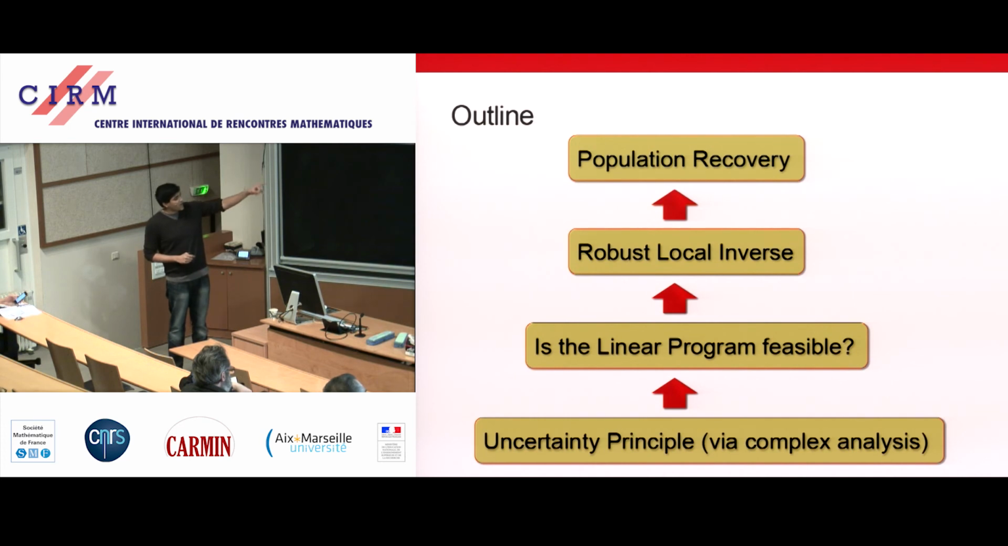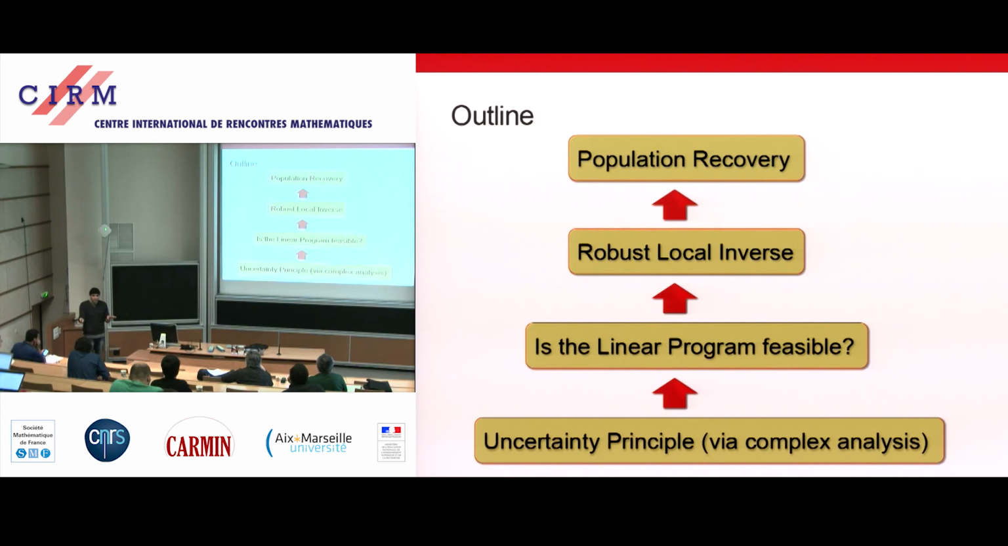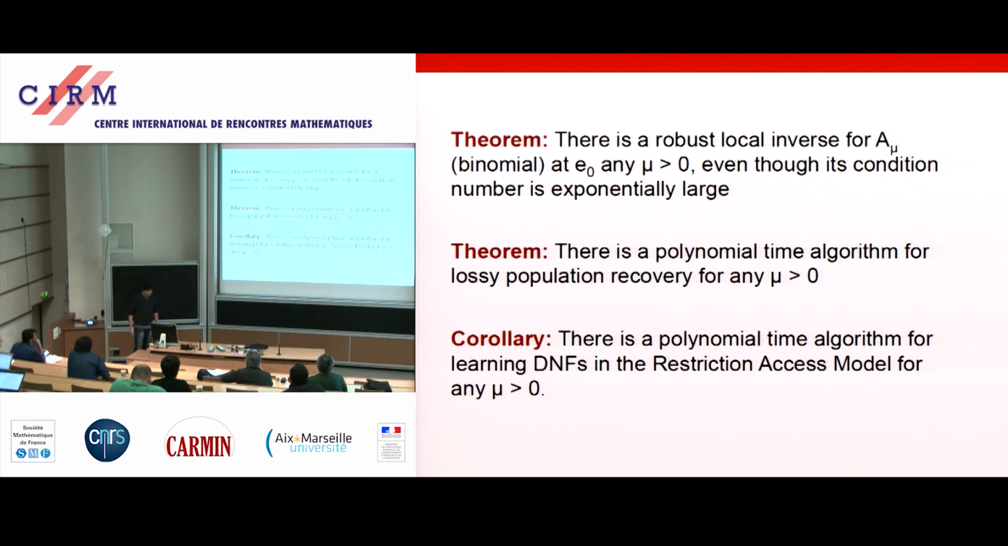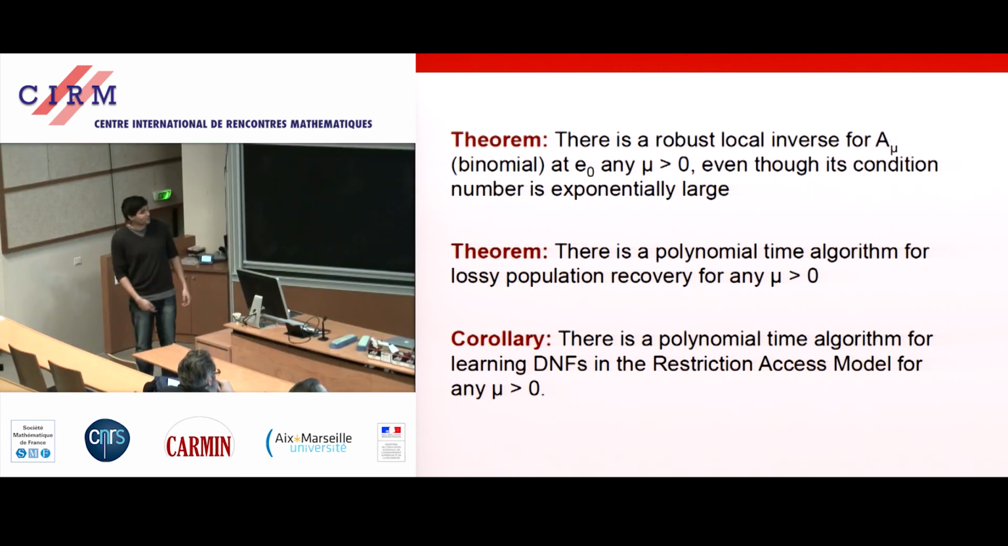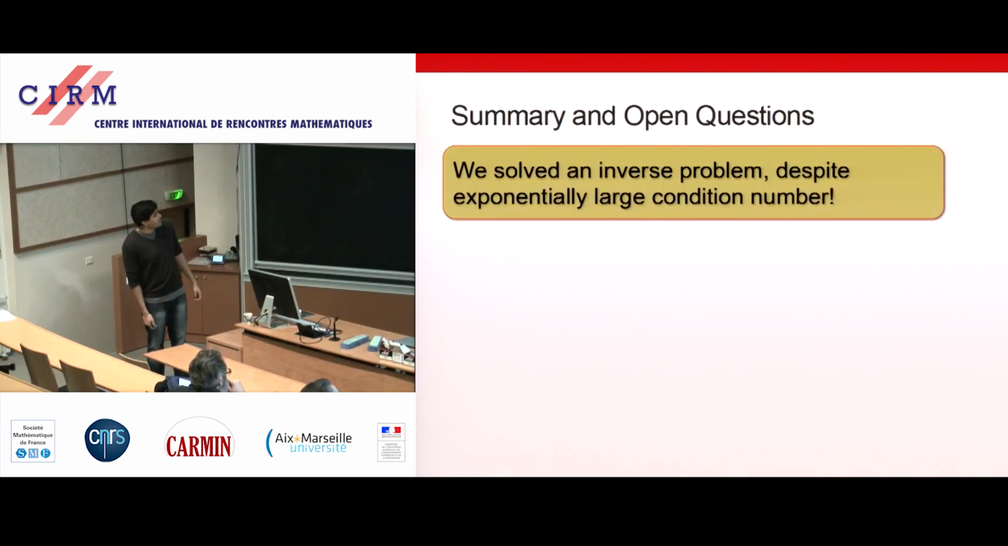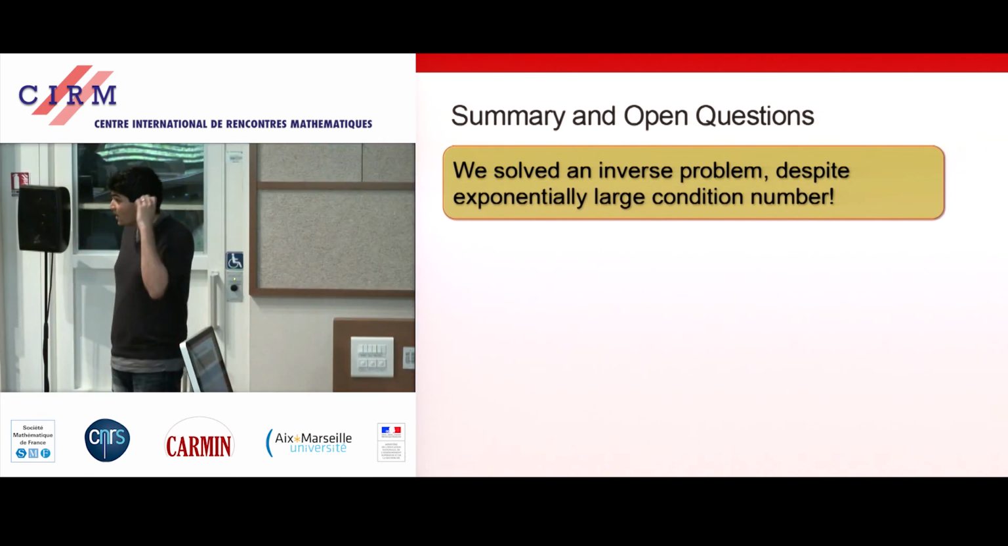And yet that in turn implies that the LP is feasible, the one that was looking for a robust local inverse, because we got this uncertainty principle by taking the dual and asking someone to prove us wrong. That implies a robust local inverse exists, and through these de Vere et al. reductions gives us an algorithm for population recovery. So, those are the main theorems. That's how you actually can learn DNF formulas in the restriction access model. Bizarre. But many open questions, so I don't understand any of these things.